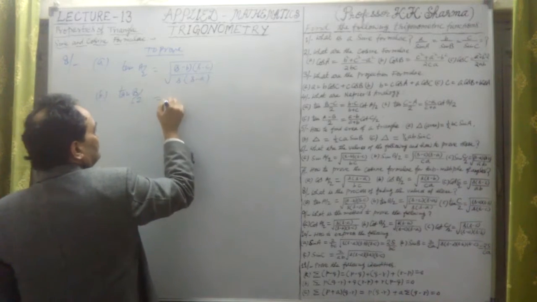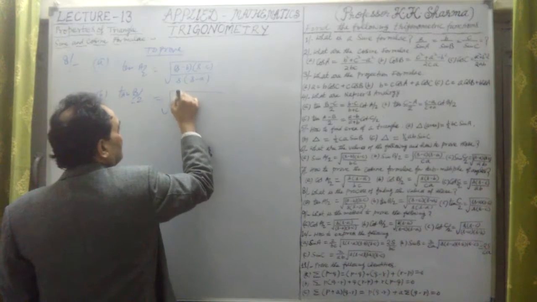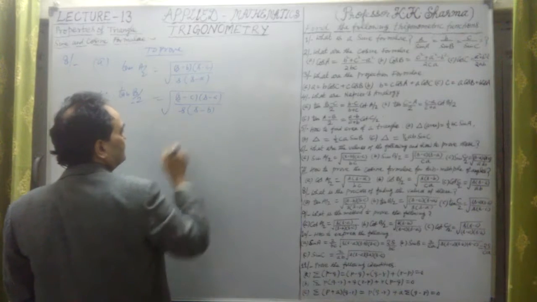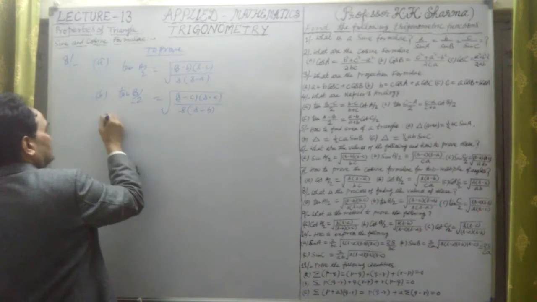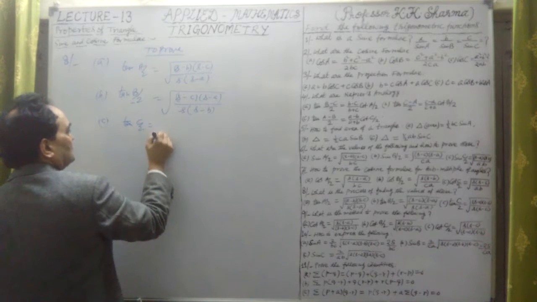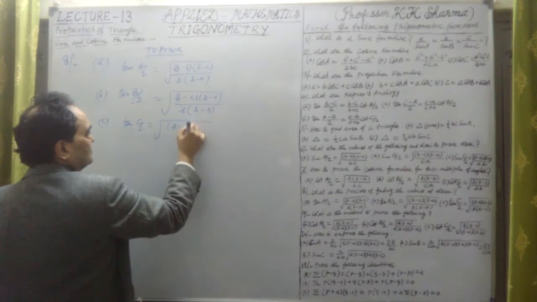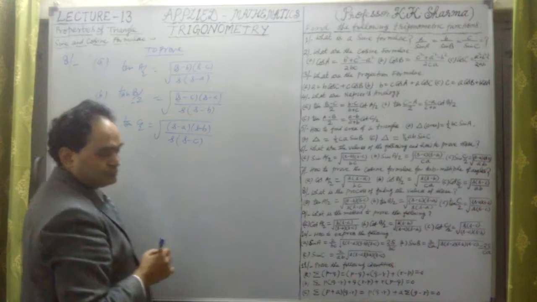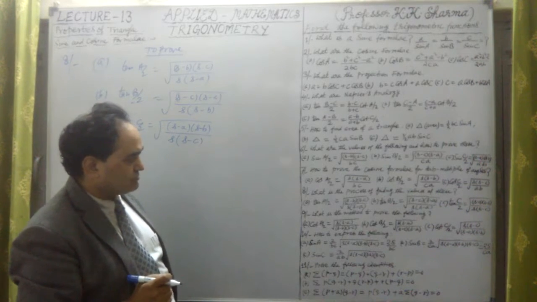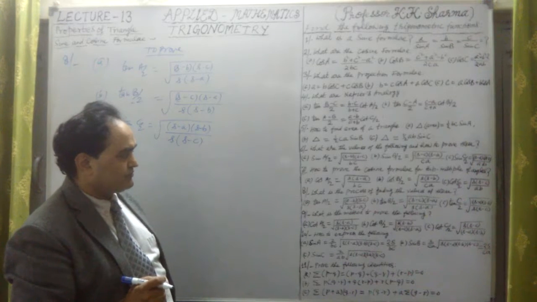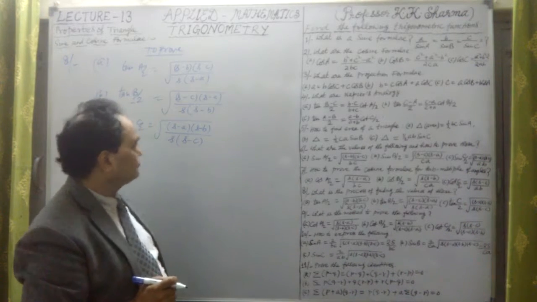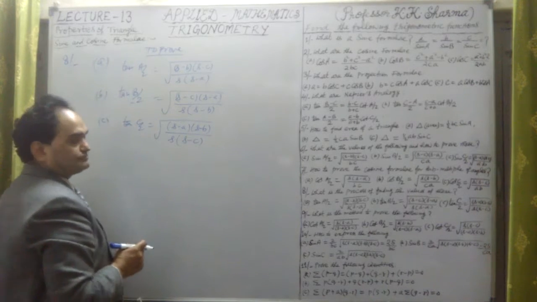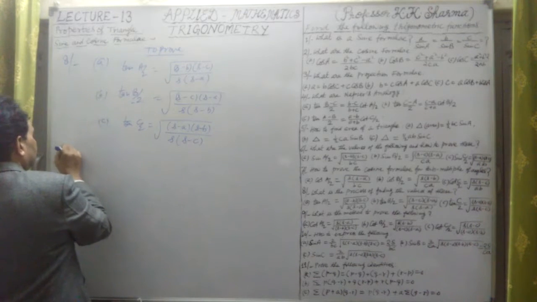tan B by 2 is equal to under root of S minus C into S minus A upon S into S minus B. Similarly, the C part: tan C by 2 is equal to under root of S minus A into S minus B upon S into S minus C. So these are three formulae in question number 8 which we have to prove. Now, solution has been taken.